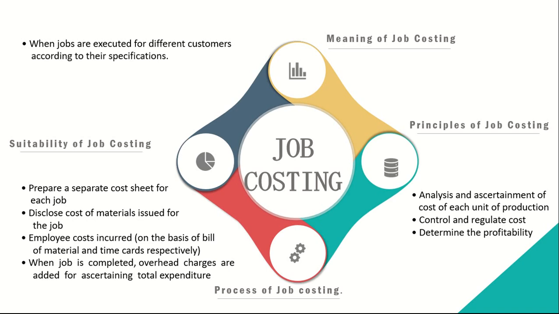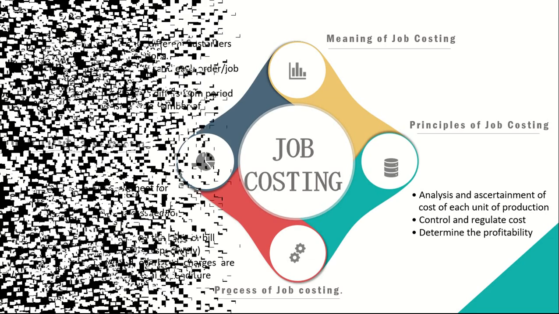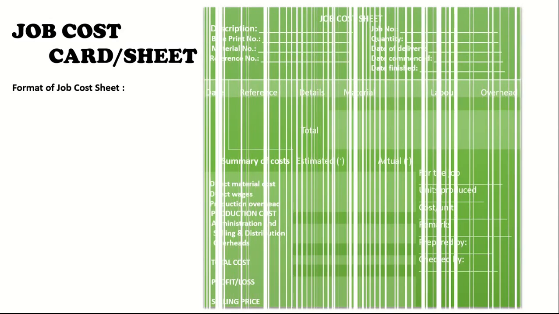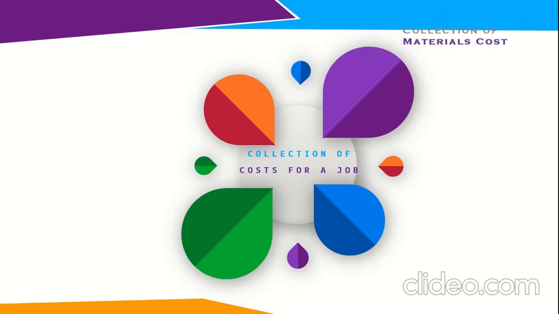When jobs are executed for different customers according to their specifications. When no 2 orders are alike and each order or job needs special treatment. Where the work in progress differs from period to period on the basis of the number of jobs in hand. Format of job cost sheet. Collection of costs for a job.